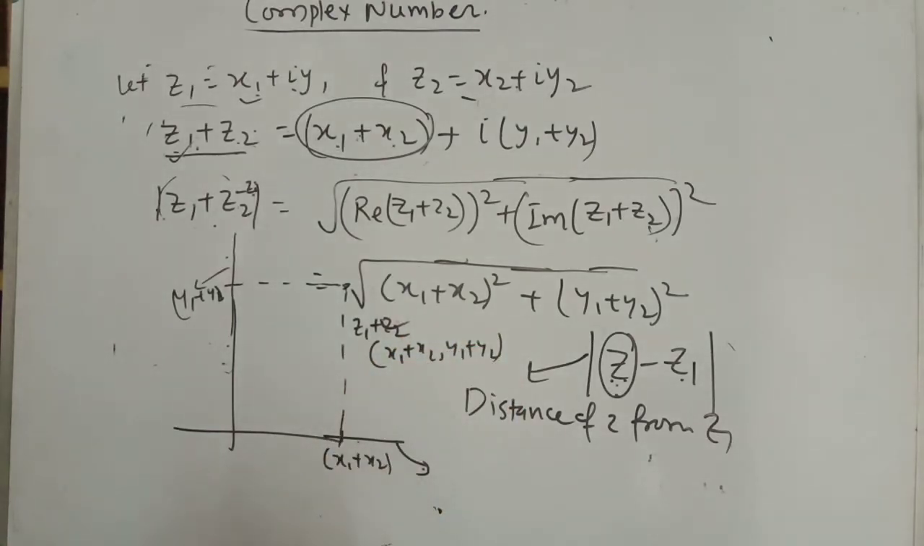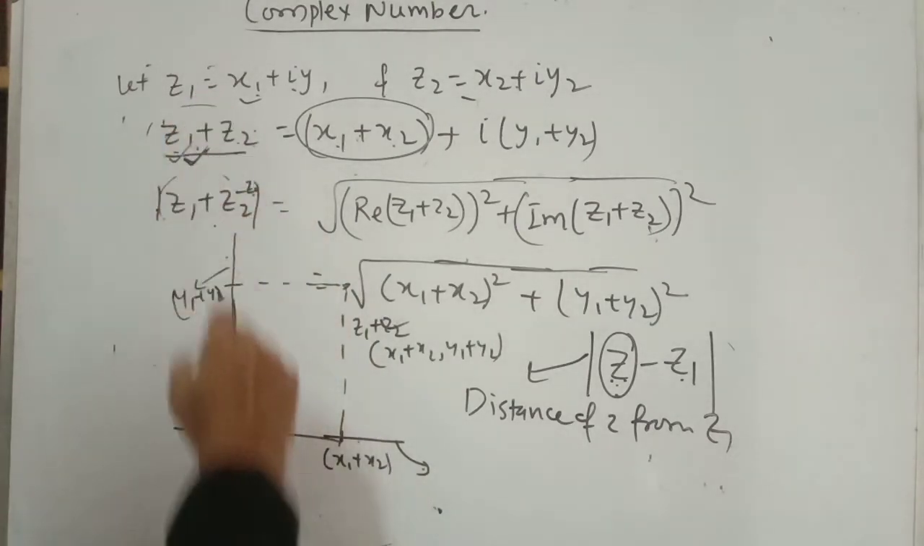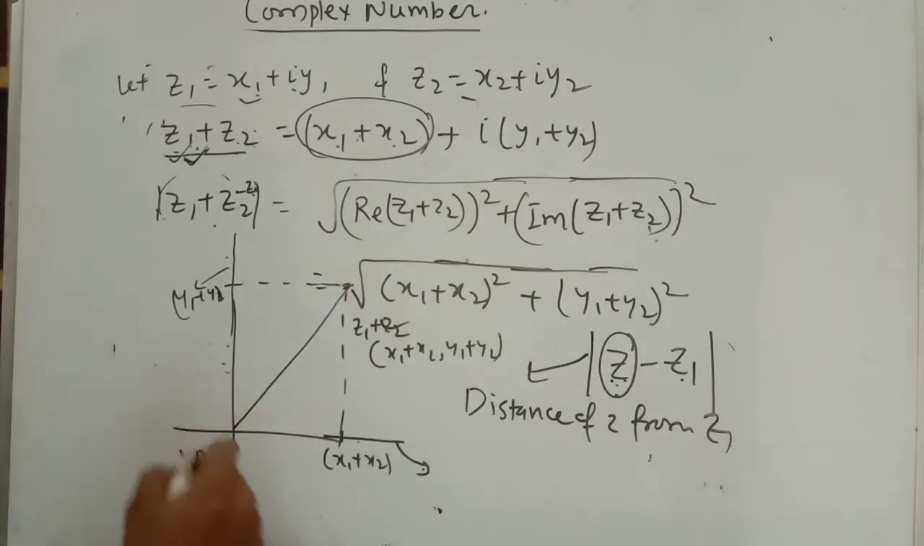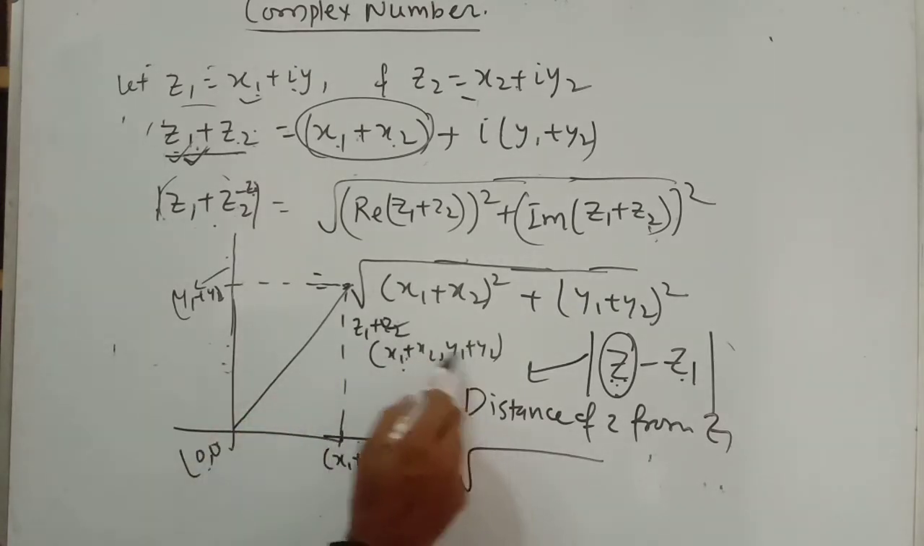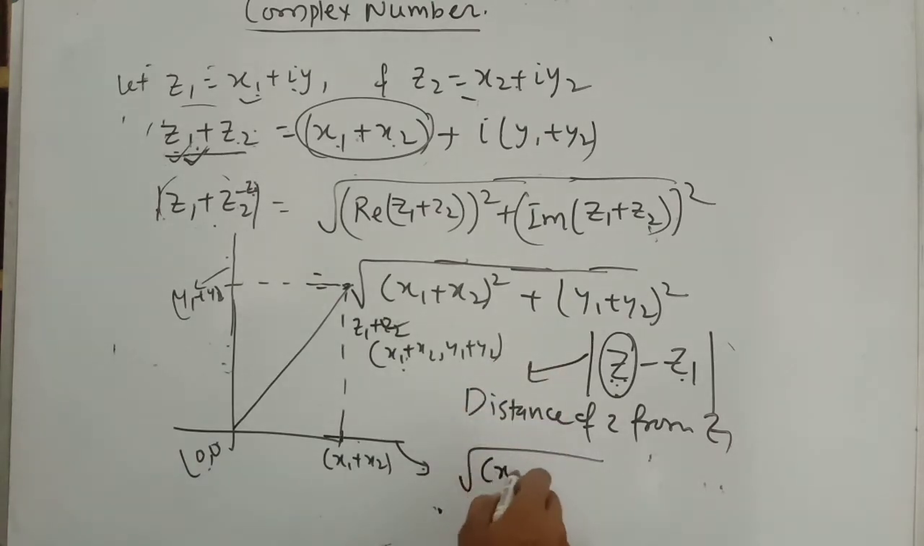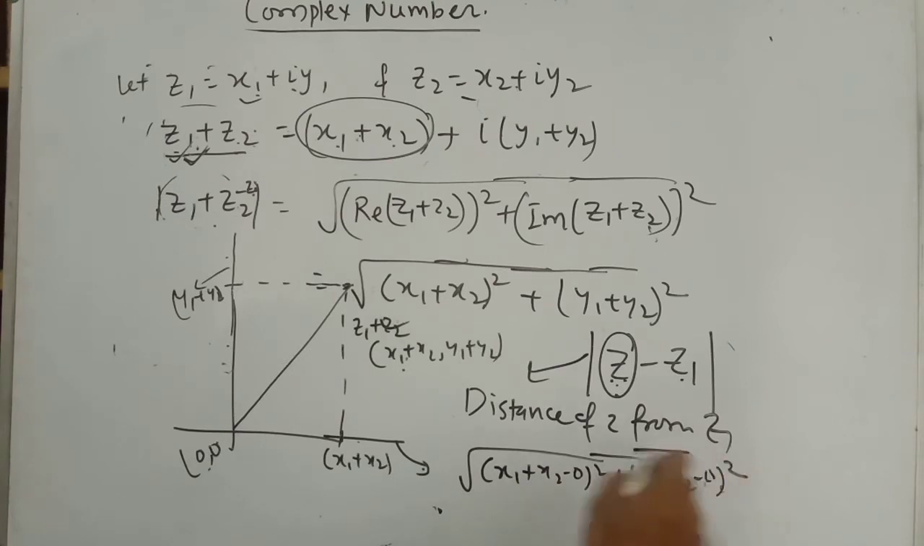So how can we find the absolute distance from the origin, or the absolute value of this complex number, just from the origin? We use the distance formula. We know that the distance is the square root of x1 minus x2 whole square plus y1 minus y2 whole square. So you can write x1 plus x2 minus 0 whole square plus y1 plus y2 minus 0 whole square, all under the square root. So it becomes the same as the previous one.